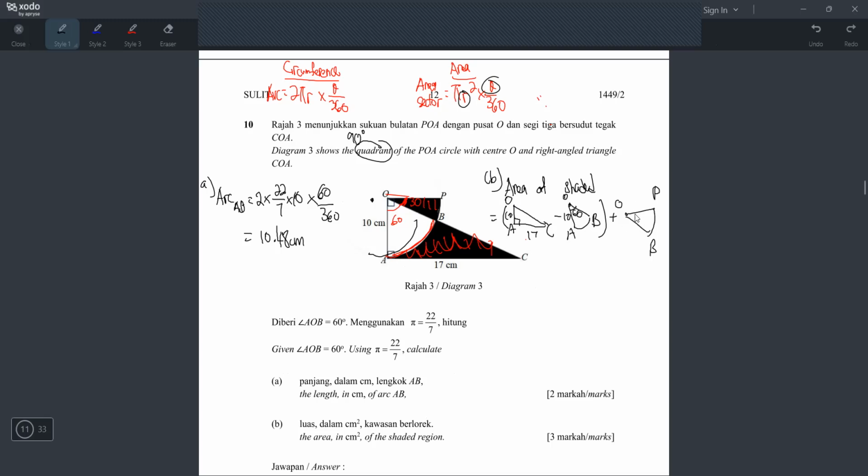What about OPB? Do I have the radius and angle? The radius will be 10 also. Why? Because here is 10, here also 10, and OP is also 10. Because this whole OPA is a quadrant. It means this is also a sector. So this is 10. And then what about the angle? The angle also I need to have. So also have, it is 30, right?